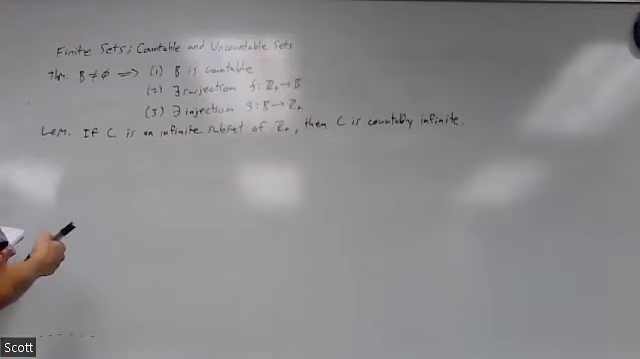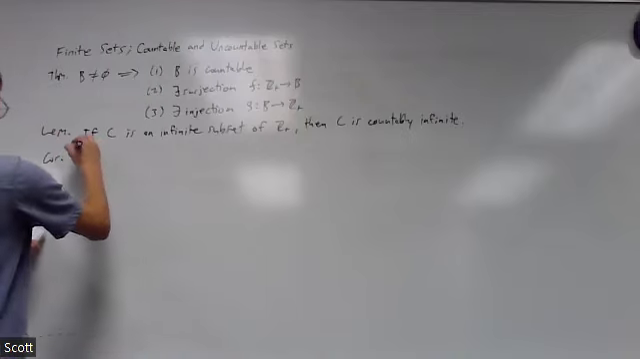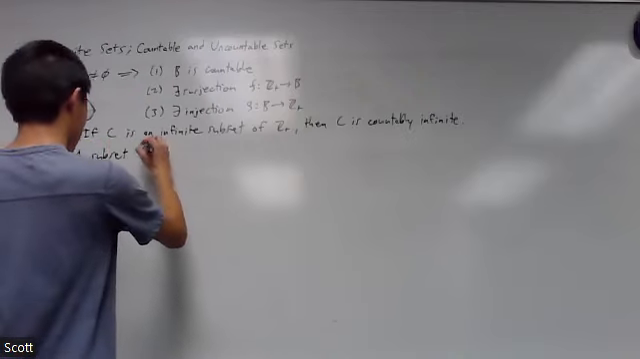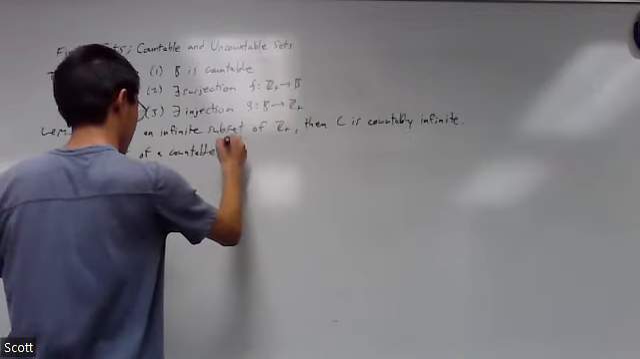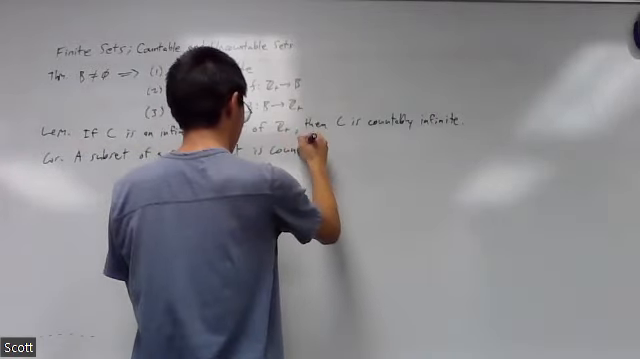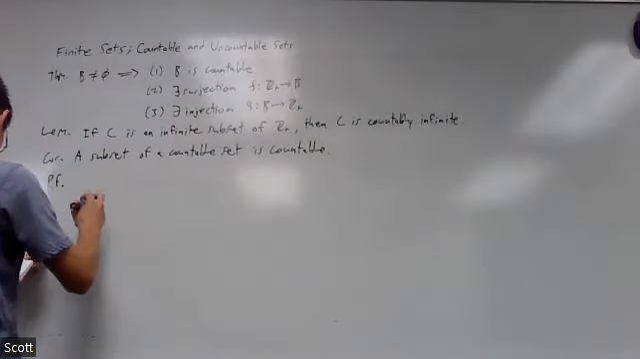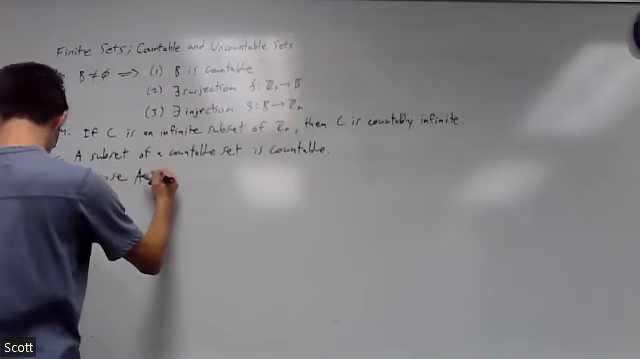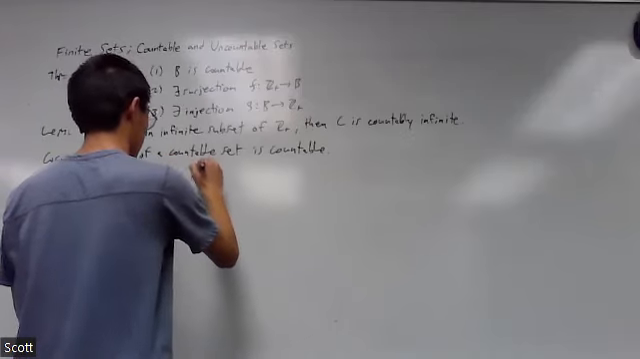And then the corollary is: a subset of a countable set is countable. And that's pretty straightforward. So we can suppose that A is a subset of B, where B is countable.